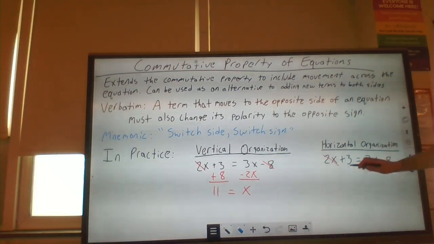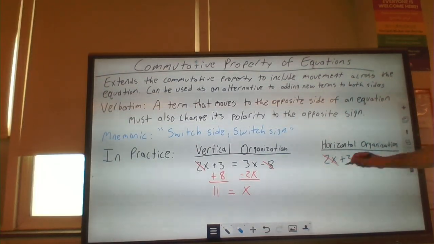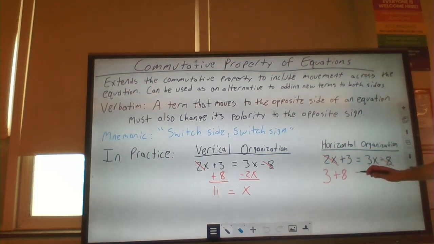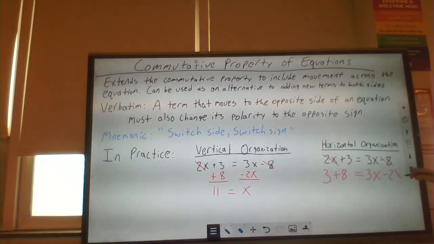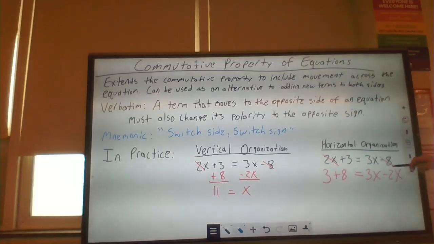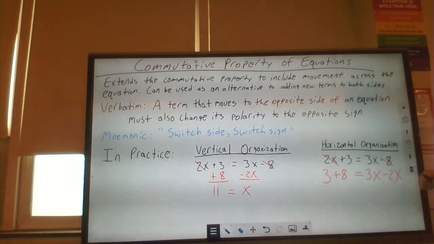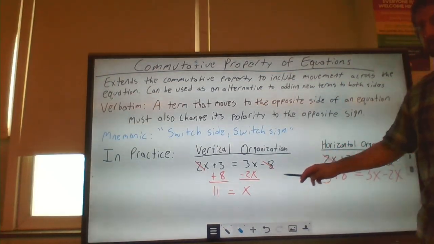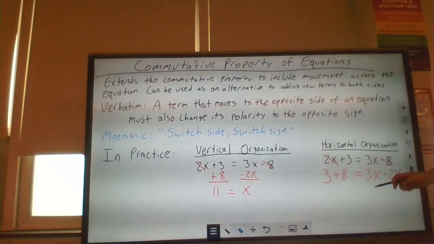So once again, I cross out the things I'm going to move. But this time, I end up writing the whole thing down horizontally like this. And that way it's nice and neat, and I'm setting myself up for my combining like terms in that way. As I said, personally, when I'm doing math problems, I do this, but when I'm teaching, I often teach this.